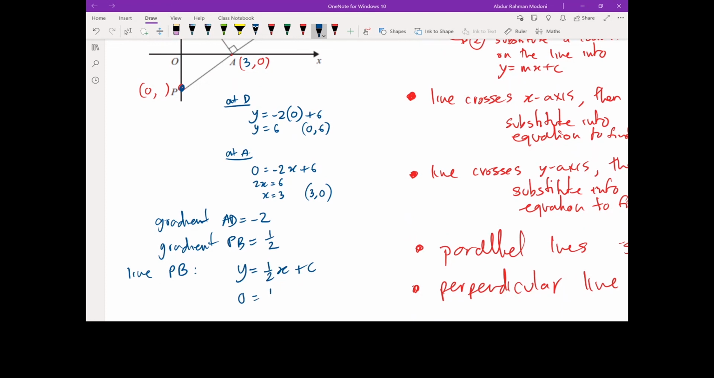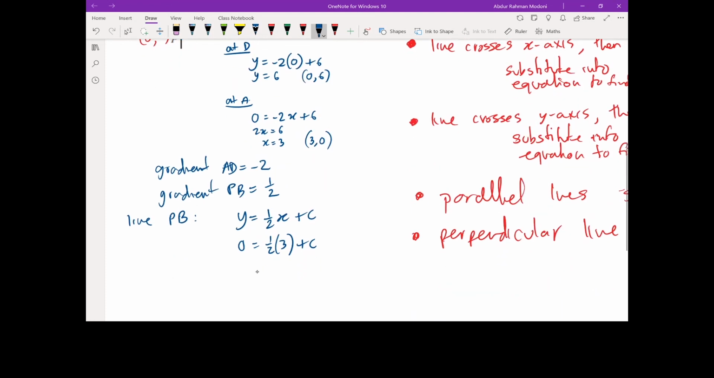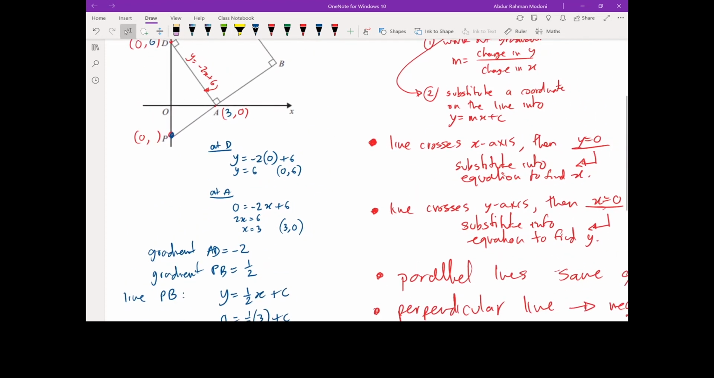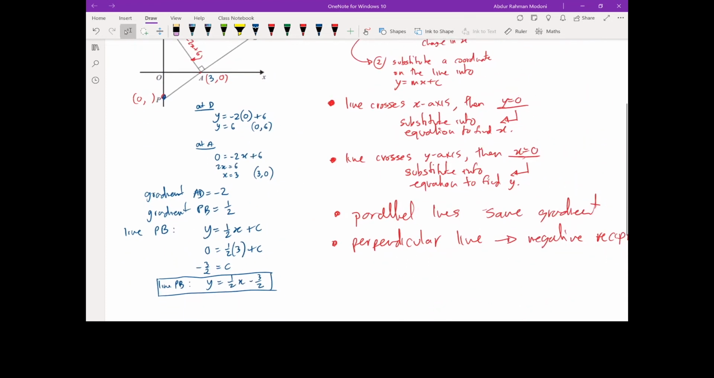0 is y, 1/2 times 3 plus c. And so then this becomes -3/2 is equal to c. So the equation is y is equal to 1/2 x minus 3/2. And this is the equation of line PB. I'll just make a note here, line PB, and put a little box around it. Is that it? Have I finished? That was only part of it. What was the purpose of finding the equation of that line? To find out P.